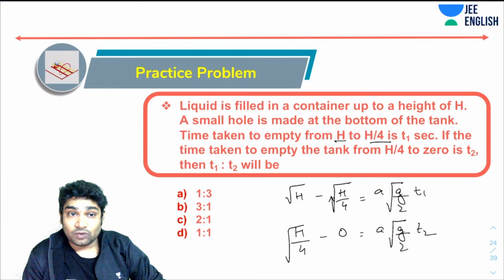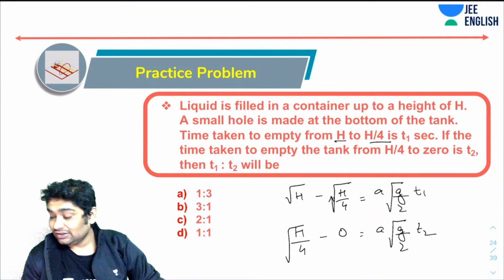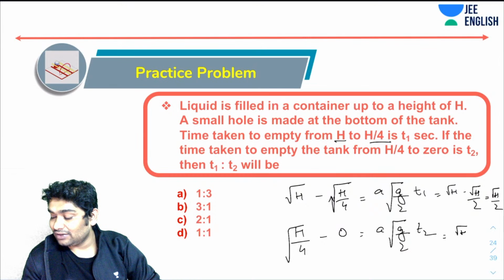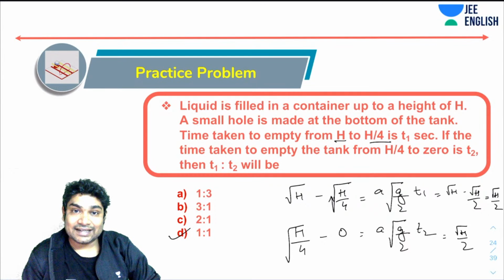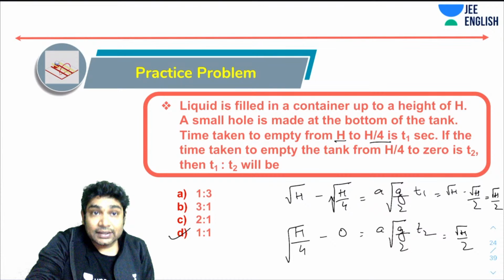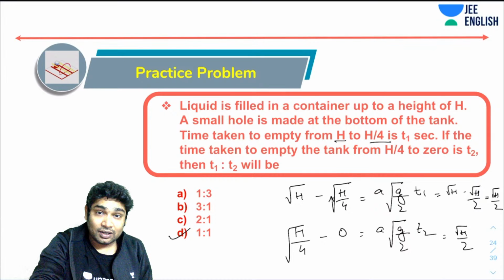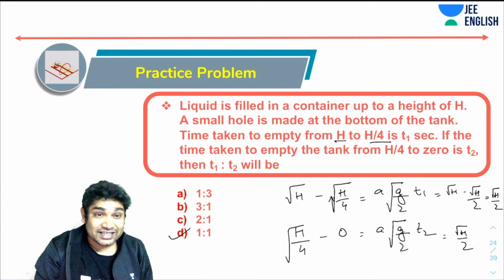Okay, so from here what I will get is essentially t1 equals t2. I hope you can see that. You can write this as root h minus root h by 2 equals root h by 2, equal to root h by 2 again. So t1 is to t2, D is the correct answer. 1 is to 1. I hope you follow. The correct answer for this is 1 is to 1, D. So the time that the tank is taking is equal to the time it takes for the rest.